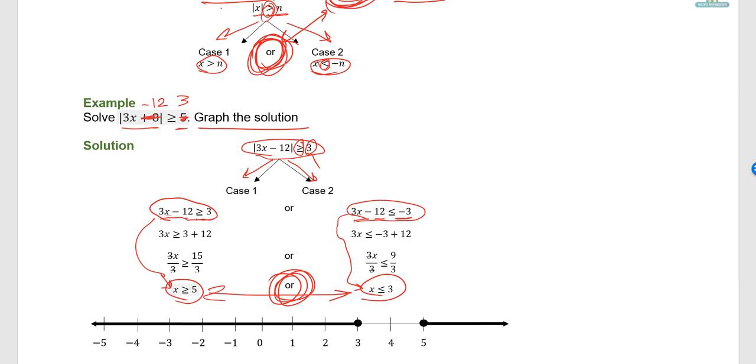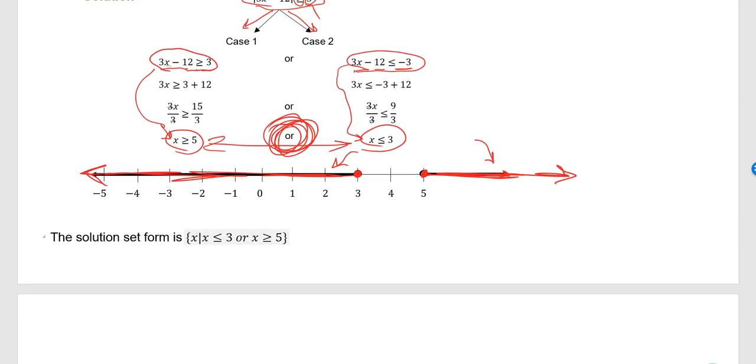So let's look at this. x is greater than or equal to 5, so we have a solid circle on 5 because we include 5, and then everything that's greater than 5. Okay? And then we go to 3, solid circle because we include 3, and everything less than 3. So for the or operand, both of these are part of the solution. The solution involves both of these regions on the number line. So the solution set is x such that x is less than or equal to 3 or x is greater than or equal to 5.